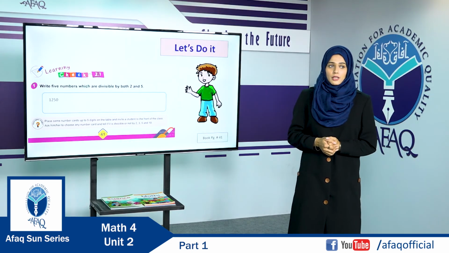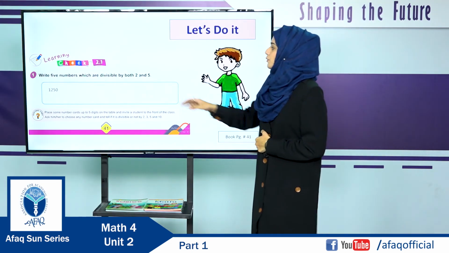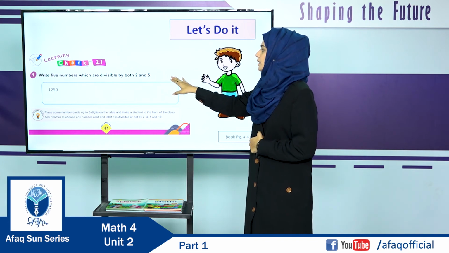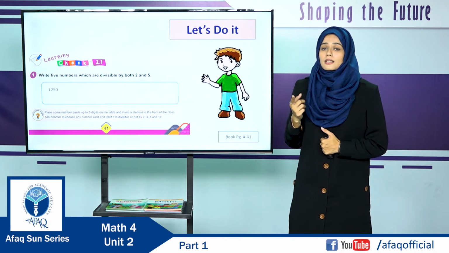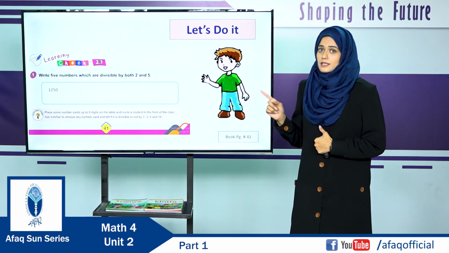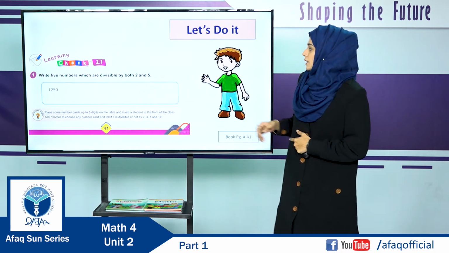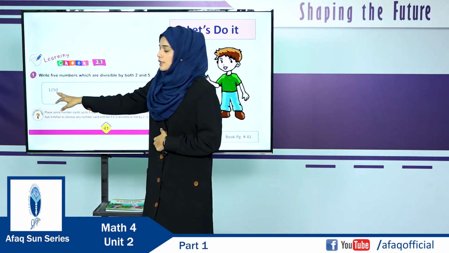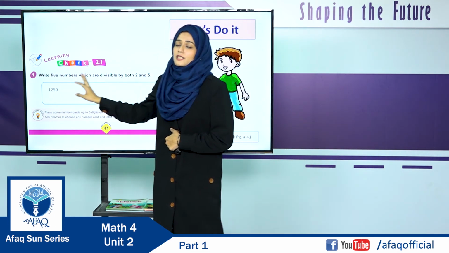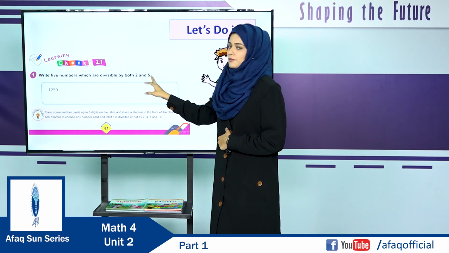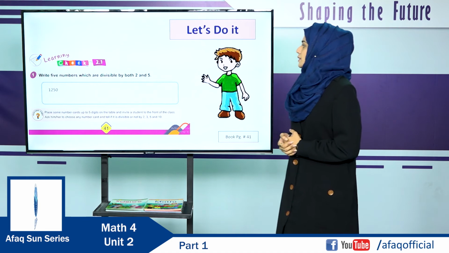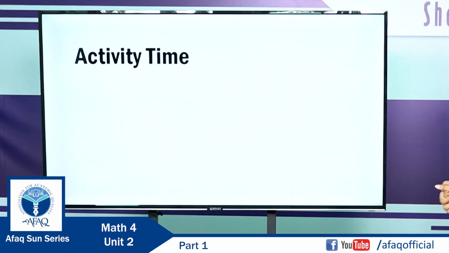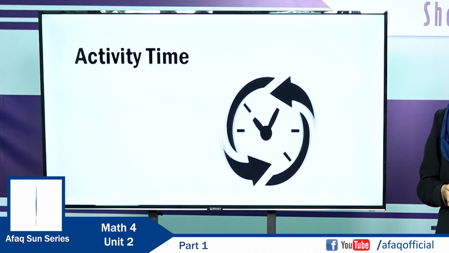Okay, page number 41. You have a question: write 5 numbers which are divisible by both 2 and 5. You have to recall the same concept which we discussed in the previous lecture. Like, when there is a 0 in the ones place, then it is divisible by 2 and 5. So, you have to write 4 numbers more, which are divisible by 2 and 5. It's an activity time.